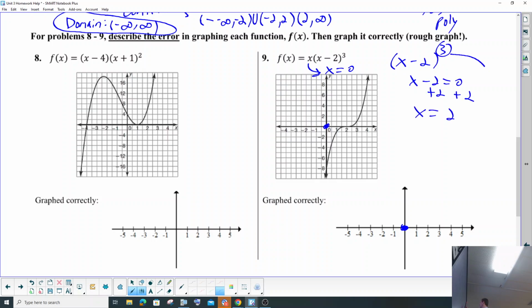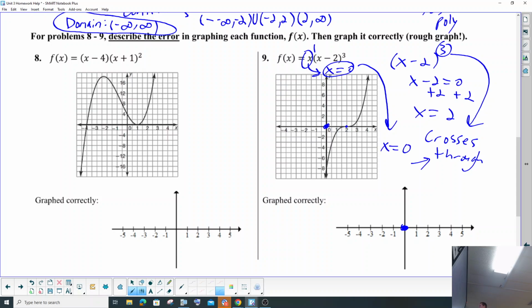And the 3 means that it crosses through. So they did cross through at positive 2, so that's good at least. But they forgot that there was this guy, right? They forgot that x equals 0, which is also to the first power, and which also crosses through as well. So let's go ahead and change our graph there.